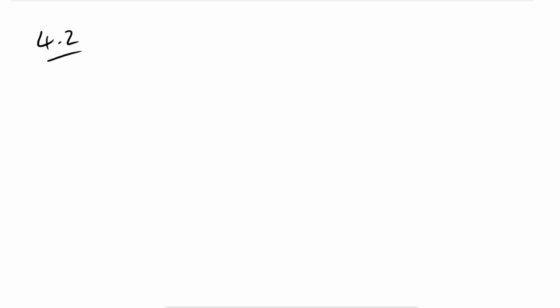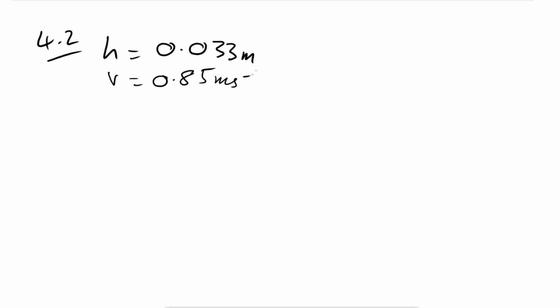They're raised through a height of 3.3 times 10 to the minus 2. I'm just going to call it 0.033 meters. And the speed increases to 0.85 meters per second. Right, so therefore, and we have a mass as well, don't we? Determine the average efficiency of the motor. So we said we had 240 joules going in.